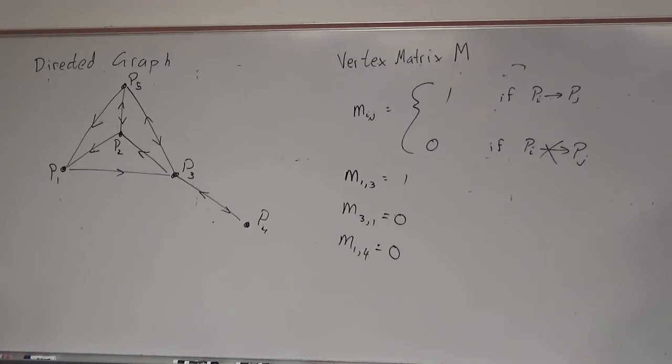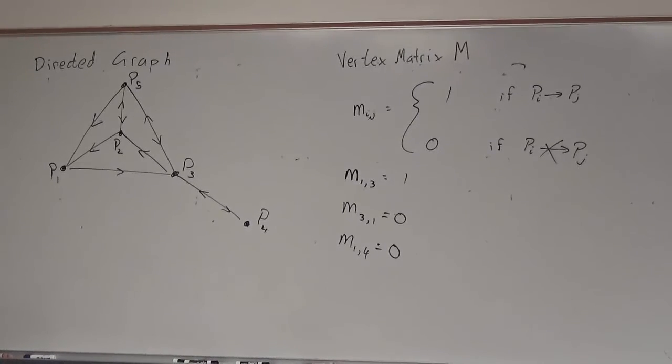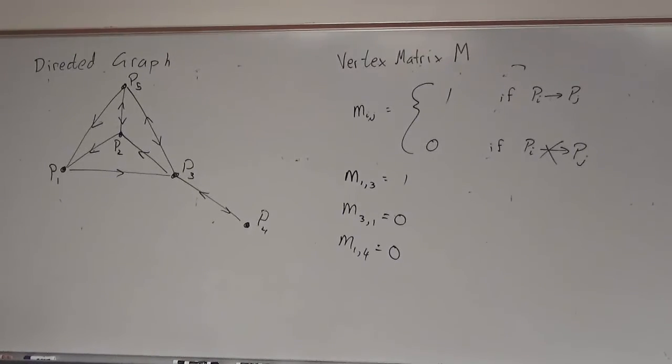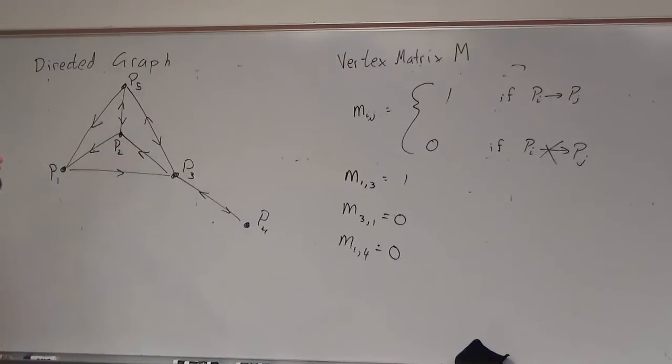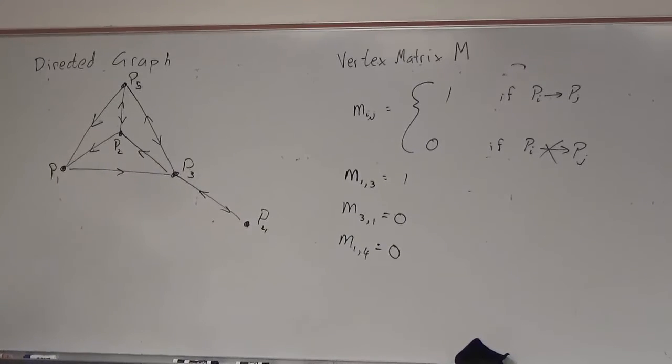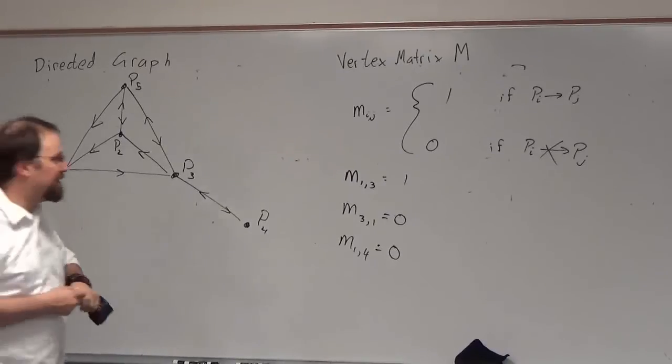Right, so given such a directed graph, you should be able to come up with a vertex matrix. So our vertex matrix is going to be how large? Well, this matrix just indicates whether there's an edge between pairs of vertices. Since we have 5 vertices, we're going to have a 5 by 5 matrix.